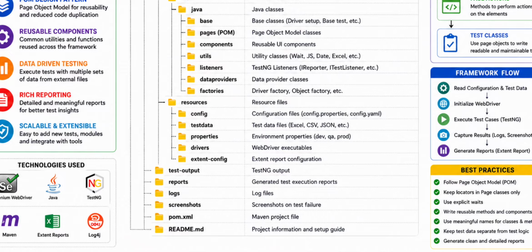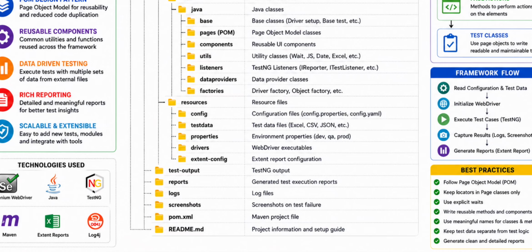In the properties folder we'll have the environment specific properties, whichever environment we are going to define. So all these things will go into the properties folder. And then we'll have the drivers folder. All the WebDriver executables will be stored inside this drivers folder. And then we'll have the extent config folder, where the extent report configuration things will go.